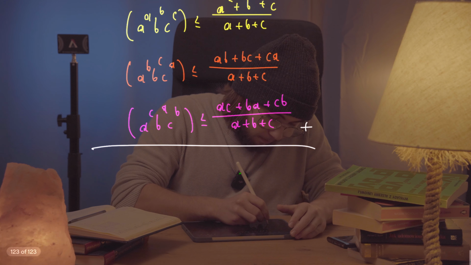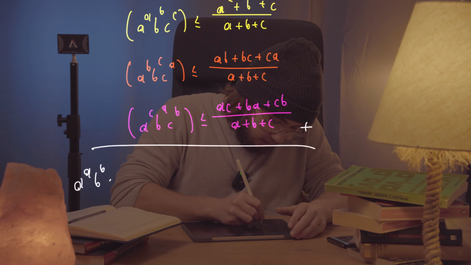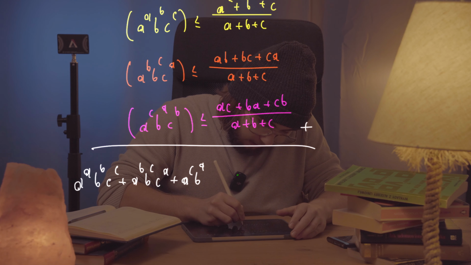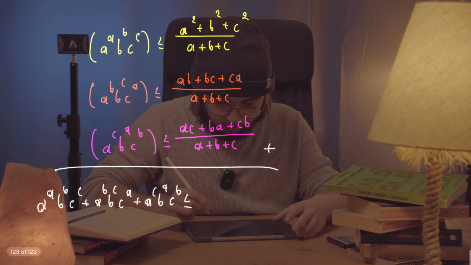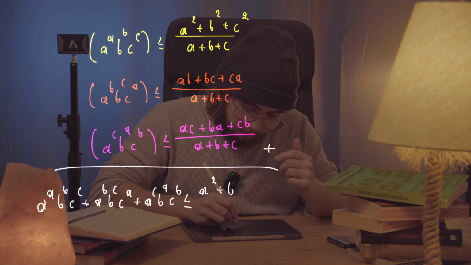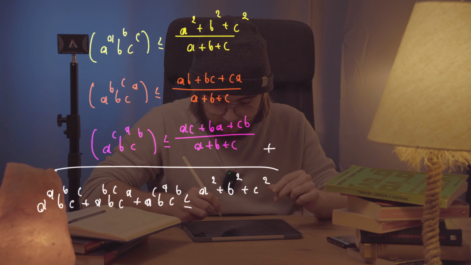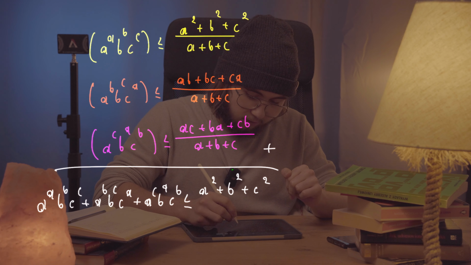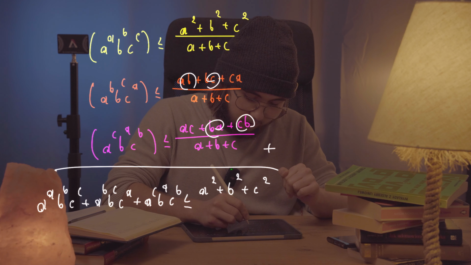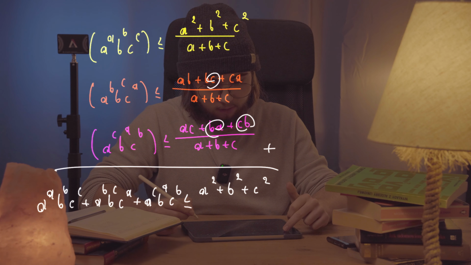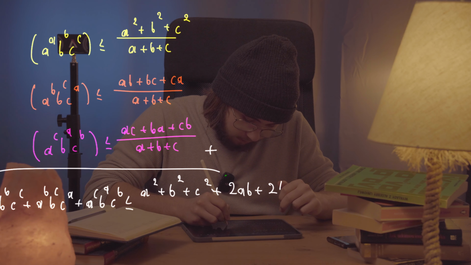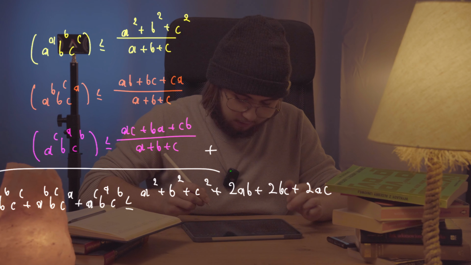So that would be a to the a, b to the b, c to the c, plus a to the b, b to the c, c to the a, and then plus a to the c, b to the a, c to the b, is less than or equal to, and now that's going to be, well, a squared plus b squared plus c squared, and then those guys right over here are actually the same, because as you can see, cb is here and here, ba is here and here, and ac is here and here. So we can just pair those guys up, getting double ab plus double bc plus double ac. Pretty lovely.